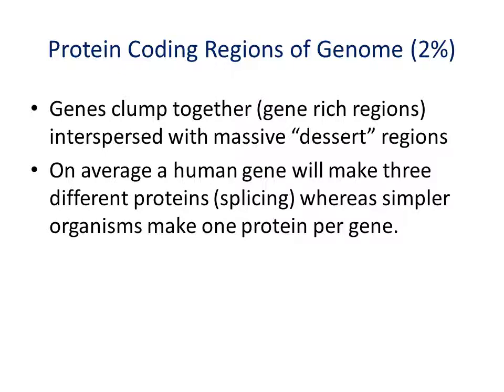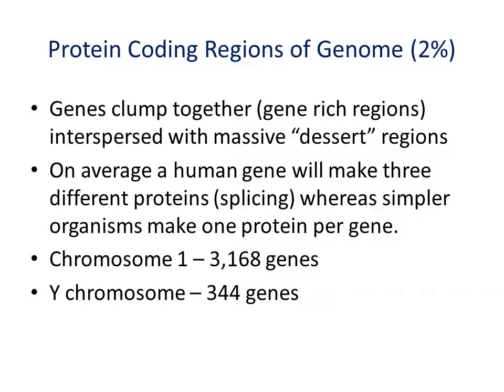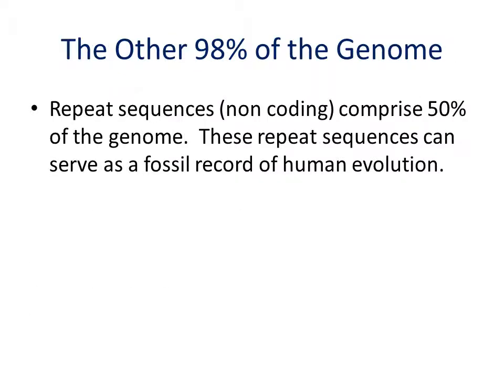On average, the human gene will make 3 different proteins due to splicing, but simpler organisms just make 1 protein per gene. We know that chromosome 1, which is the largest chromosome, has 3,168 genes, and the Y chromosome, which is the smallest of the chromosomes, contains only 344 genes.